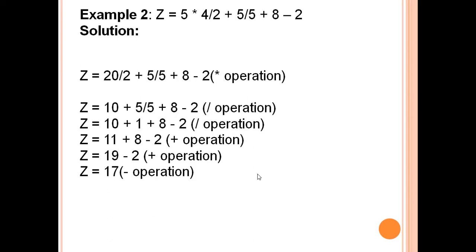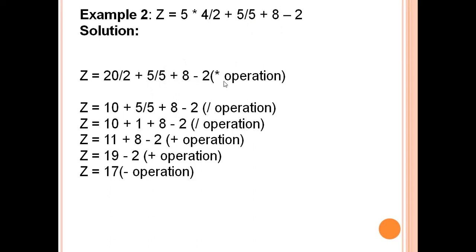So another example is that, we are taking the expression like 5 into 4 by 2 plus 5 by 5 plus 8 minus 2. Okay, so here if you observe, we have to scan the expression from left to right. So first we have to evaluate the multiplication operator. The multiplication operator is having the first priority. So 5 into 4, the result is 20. 20 by 2 plus 5 by 5 plus 8 minus 2.